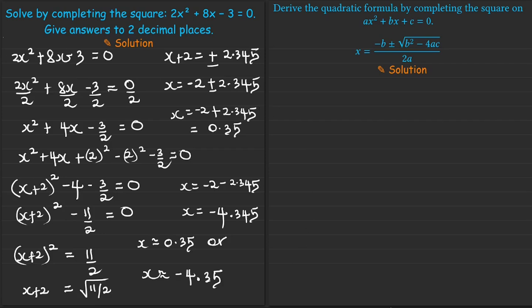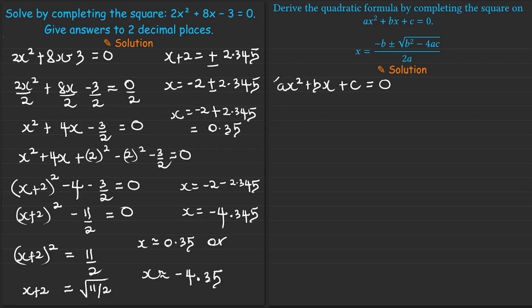So our last question here says, derive the quadratic formula by completing the square on ax squared plus bx plus c equals 0. This here is the quadratic formula. So how do we derive it? We have ax squared plus bx and then plus c, which is equal to 0. So we want to apply completing the square. I've told you if it is an equation like this and it's equal to 0, then the best thing to do is to divide each and every term by the a.